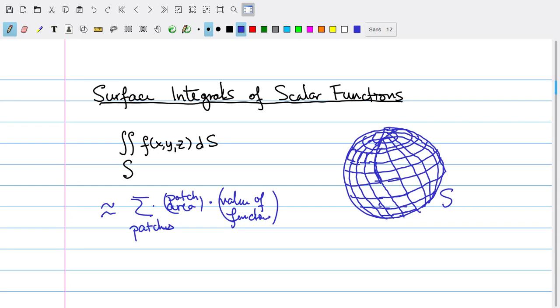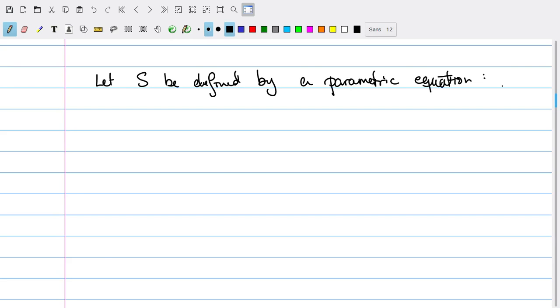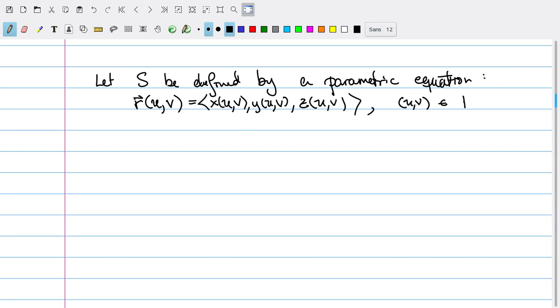And last lecture, we already figured out a way to get the area of a particular patch in the case that the surface is defined by a parametric equation. So let's suppose that S is defined by a parametric equation, x of u,v, y of u,v, and z of u,v, where (u,v) is restricted to be some points in some domain of interest in the uv plane. It could be some box in the uv plane, it could be the entire uv plane, it depends on the parameterization and the surface that we're interested in.